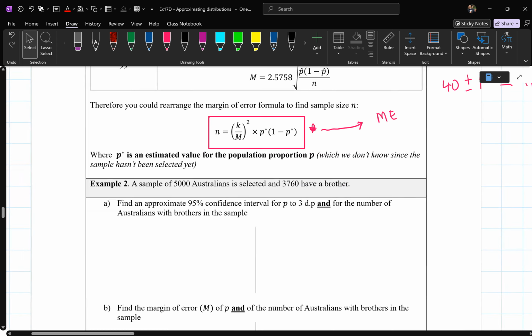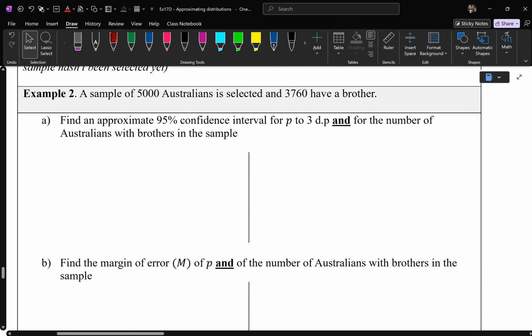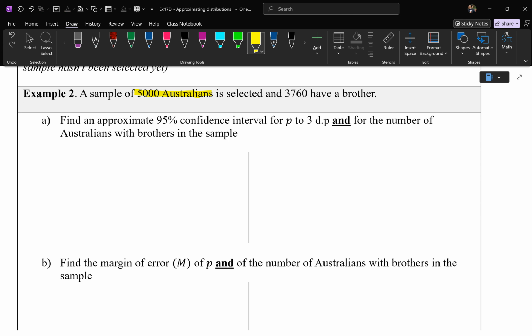Okay, so let's do one problem and then we'll call it. Which problem is it? I think it is this one. All right, let's do this one, team. So now you've got a bit of the skills here, you've got your CAS, let's do this. A sample of 5,000 Australians is selected and 3,760 have a brother.